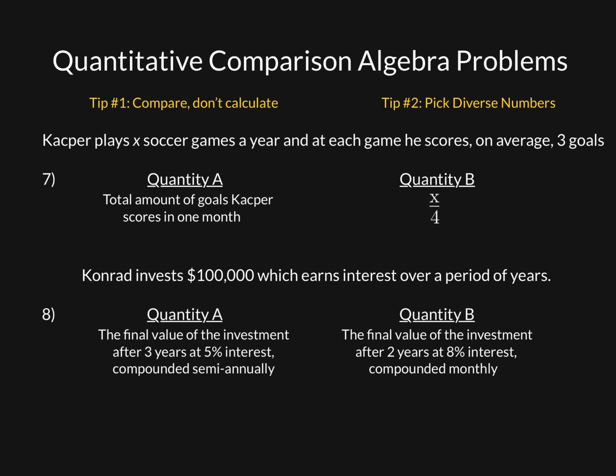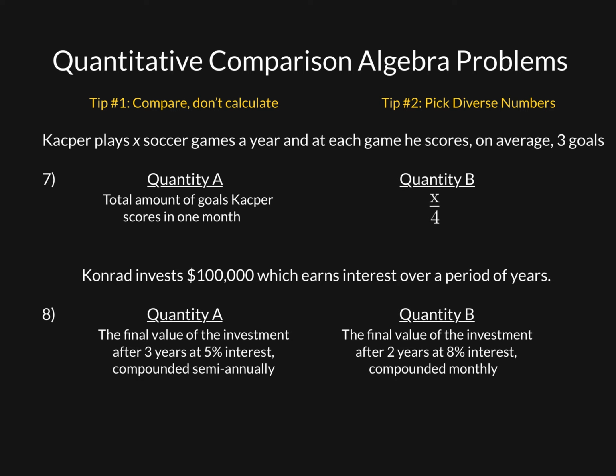And for our next two problems, number 7 and 8, starting with 7, here we've got Catsper plays x soccer games a year, and at each game he scores on average 3 goals. Wow, what a superstar. So he's scoring on average 3 goals a game, and he's playing x games a year. Quantity A is the total amount of goals Catsper scores in 1 month. Interesting. And quantity B is x over 4.